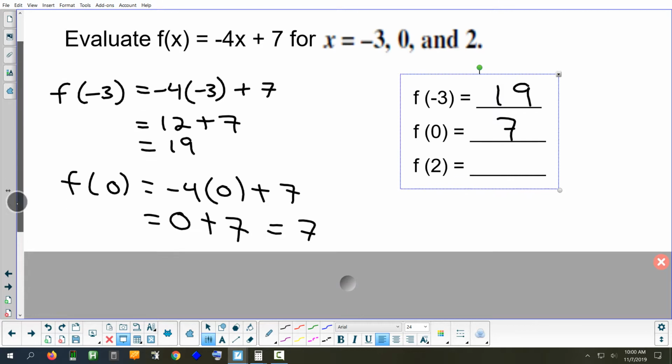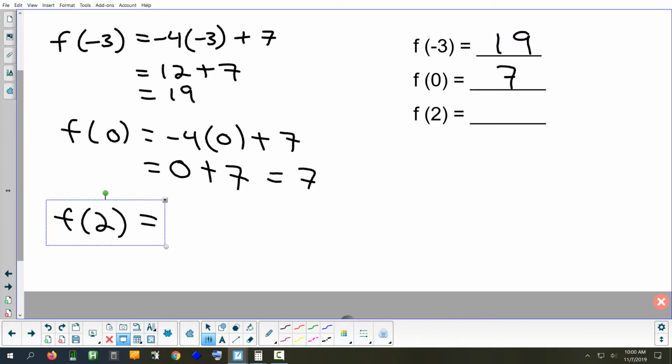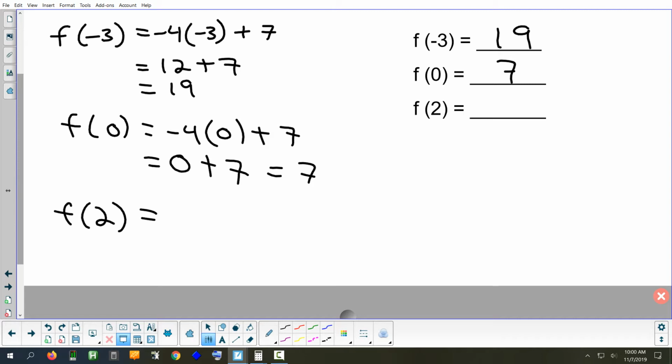We'll try one more. Let's do f of 2. So this means the value of the function when you plug in 2 for x. So Julia, can you tell me what I'm going to write down to figure that out? Negative 4 times 2 plus 7. That's it. Negative 4 times 2 plus 7. Joe, what's negative 4 times 2? Negative 8. And negative 8 plus 7 is going to give me negative 1.